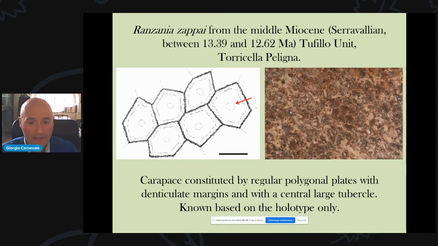And in this case, the scales are polygonal, larger than those of Ranzania ogai, but their outer surface is not smooth at all, and they are characterized by denticulate margins, which are completely different from those of Ranzania ogai and the other species of Ranzania. So this is another species of Ranzania documented by articulated skeletal remains.